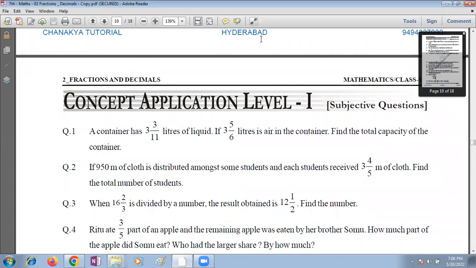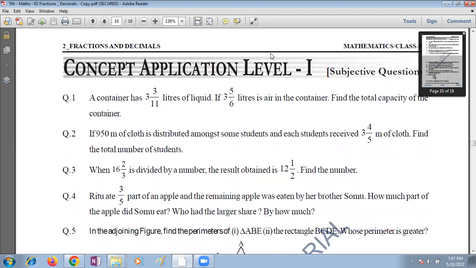Which is the least factor of any number? 1. Which is the largest factor? The number itself, ma'am. Are multiples finite or infinite? Infinite, ma'am. Whereas factors are finite. Those are the important things. And coming to divisibility rules, also very important.